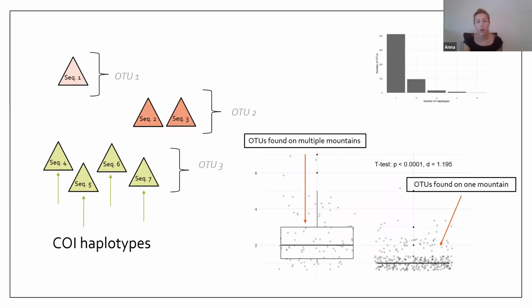So this is the box plot that shows on the y-axis the number of haplotypes within each OTU. And each of the box plots represents OTUs that are found on multiple mountains versus OTUs that were found on a single mountain. And so you can see here that this was a statistically significant result in that the OTUs that were shared across many mountains had higher numbers of haplotypes and were showing some patterns that each mountain contained a distinct haplotype in and of itself. So some evidence of these mountains serving as areas of endemism, which is pretty exciting.